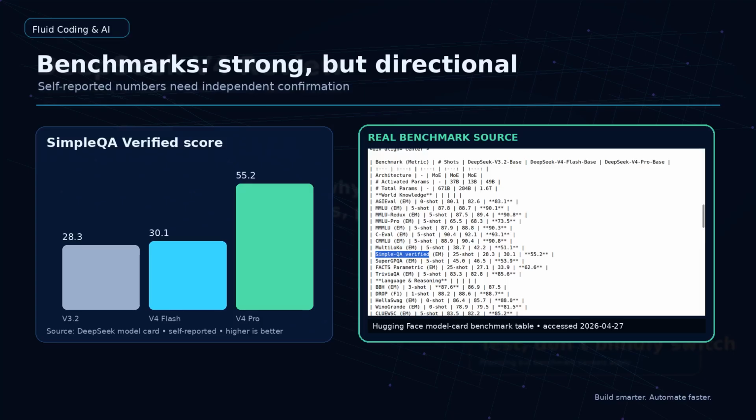On the self-reported base model table, V4 Pro improves over version 3.2 on a lot of knowledge, math, and long context benchmarks. The biggest jump that stands out is Simple QA Verified, where the model card lists version 3.2 base at 28.3, V4 Flash base at 30.1, and V4 Pro base at 55.2. Longbench V2 also moves from 40.2 on version 3.2 base to 51.5 on V4 Pro base. That is promising, but treat the numbers as directional until outside evaluators reproduce them.